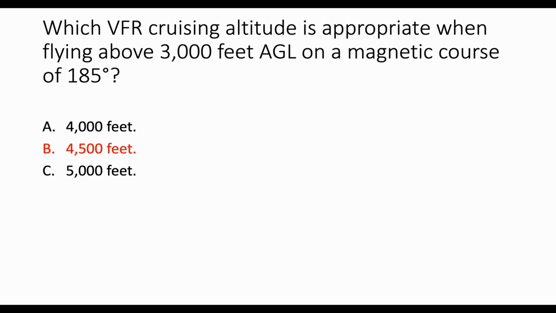This one, you can kind of shortcut a little bit. If you remember, VFR cruising altitudes always include 500 feet, meaning even or odd plus 500 feet. So A and C would automatically be wrong because those do not include 500 feet.